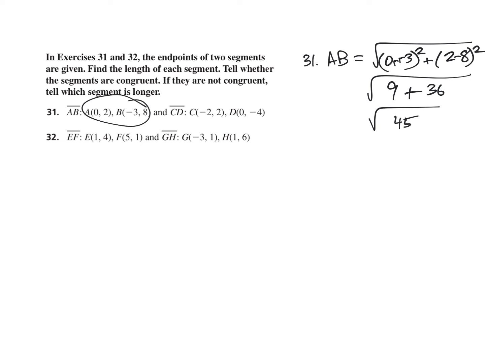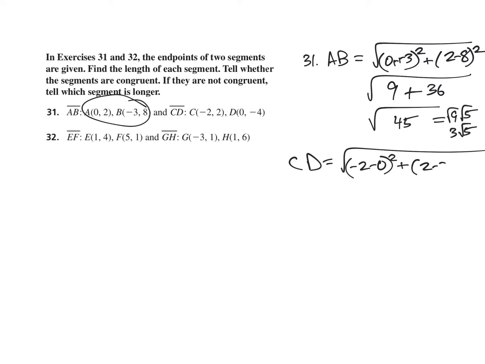So this would reduce, we're not going to do it, it's the square root of 9 times the square root of 5, or 3 square root of 5. You need to always do this, but at this moment we just want to know which one's bigger, so we can leave it in radical form. CD, let's do the distance. CD is negative 2 minus 0. And 2 minus a negative 4. Negative 2 minus 0 is negative 2. Squared is positive 4. It's always positive.